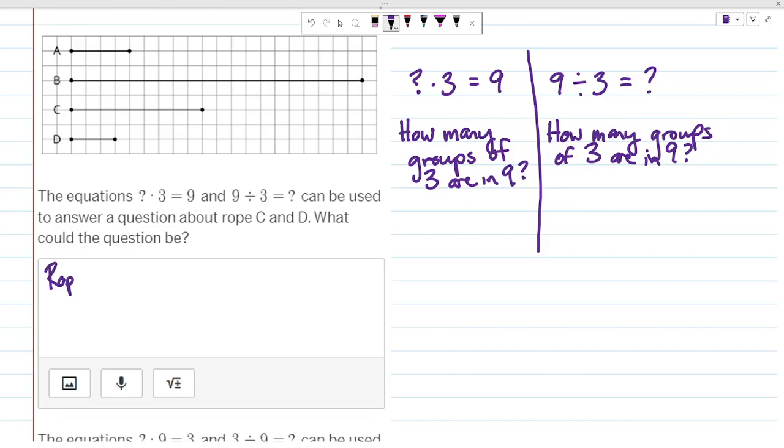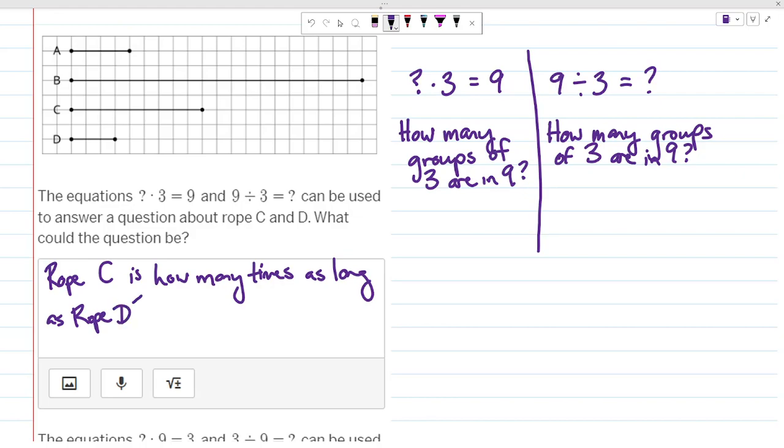So rope C is how many times as long as rope D. Or if you're watching and listening to this video, you could say how many groups of rope D fit into rope C. And you can also raise your hand and tell me that you deserve some hero points for engage, for watching and listening to the video.